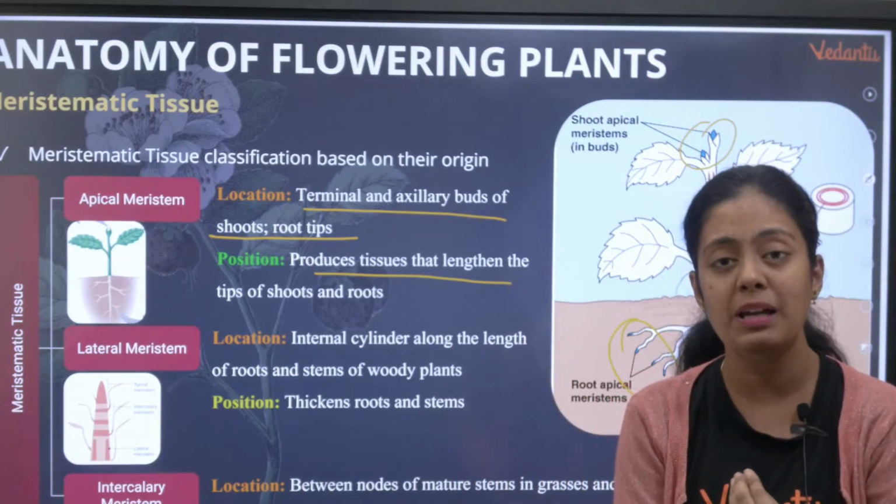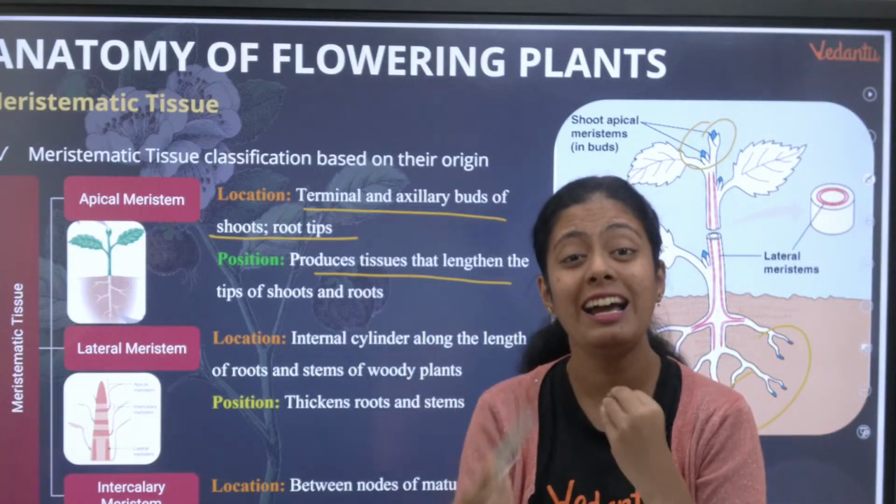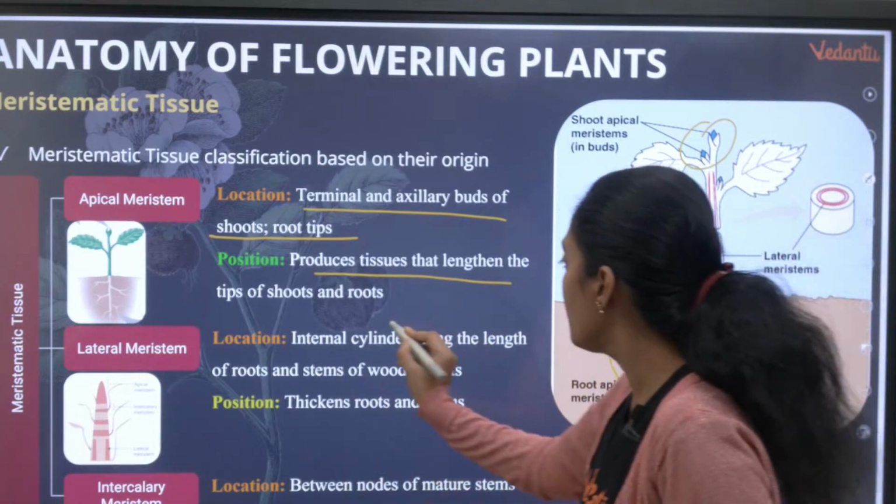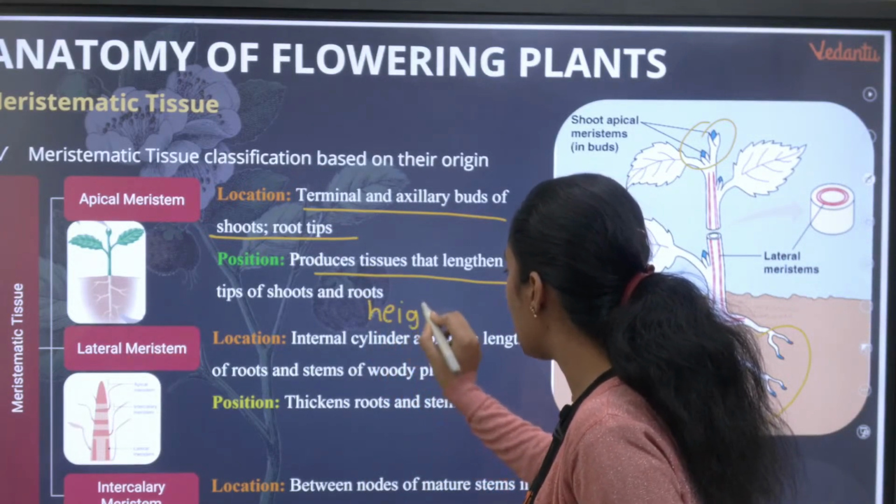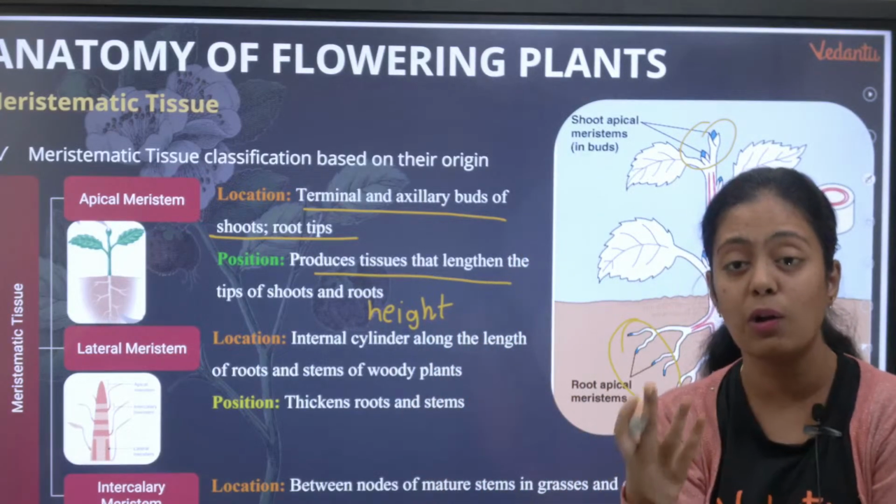What do these apical meristems do? They help increase the height of the plant. So we can put it as increase in height. It is responsible for the growth of the plant.